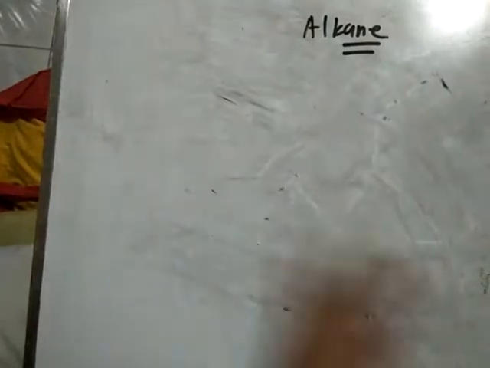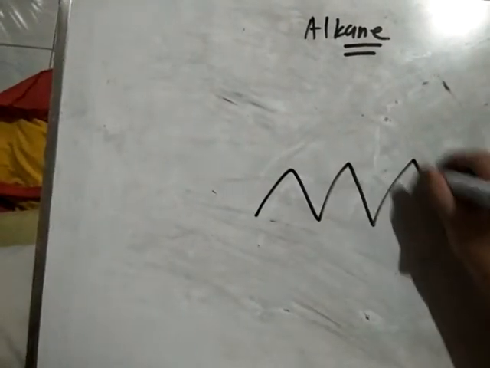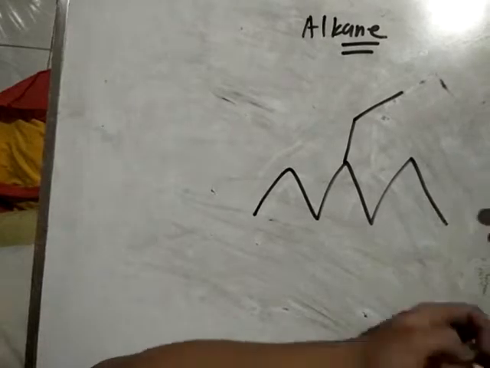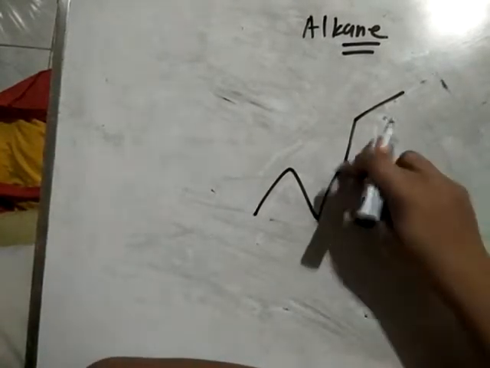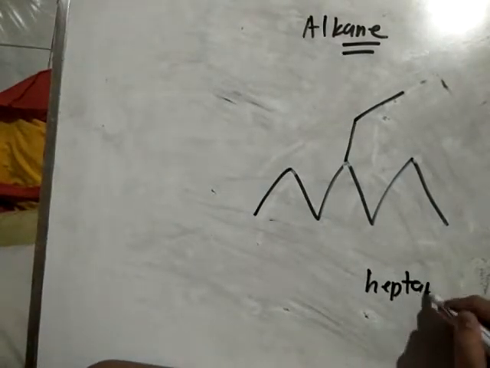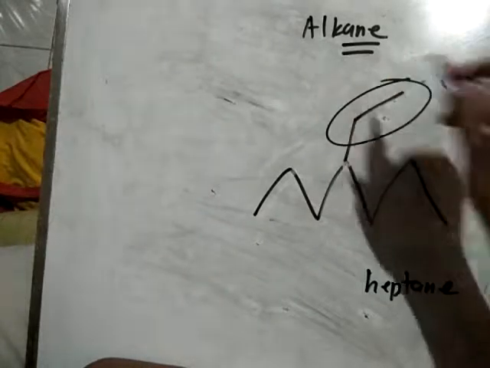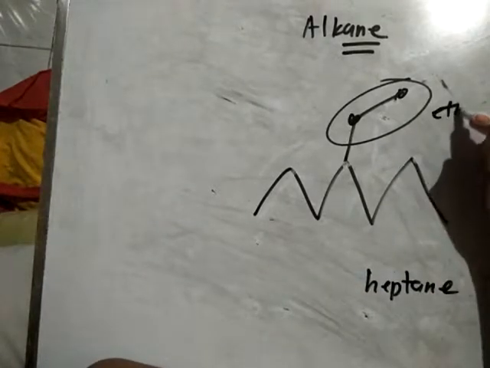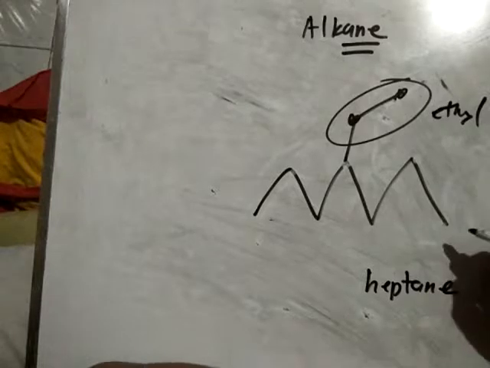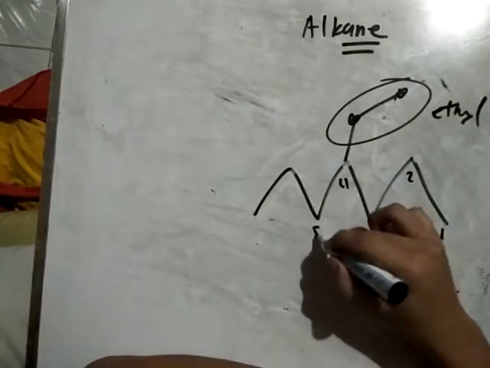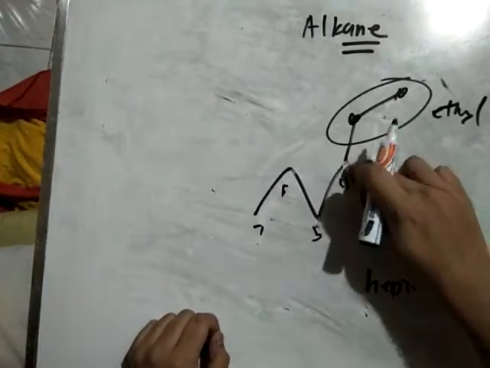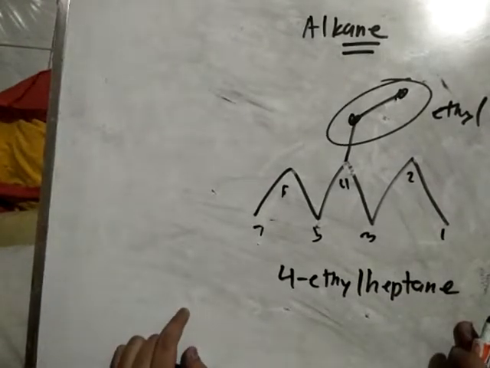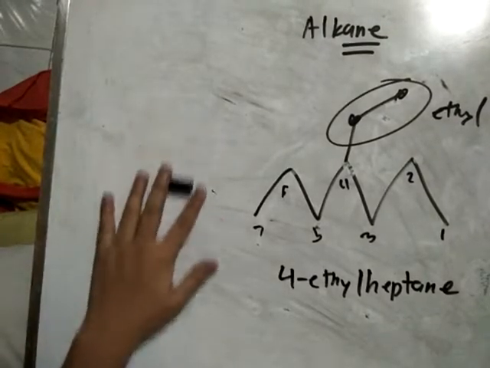Let's have another example. Another simple one. Let's find the parent chain. It's actually this one. 1, 2, 3, 4, 5, 6, 7. So it's a heptane. Now we have this thing here attached. That is 2 carbons, so that is an ethyl group. In which number carbon is it? Let's find out. 1, 2, 3, 4, 5, 6, 7. Notice that in the same way, it counts 1, 2, 3, 4. It still lands on 4. So it's a 4-ethylheptane. Got it? I just never used this side.